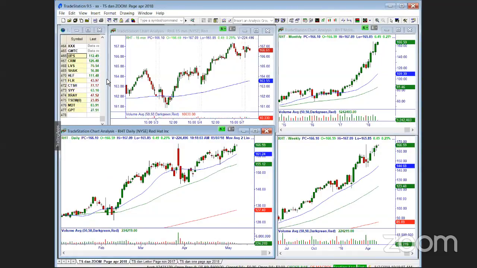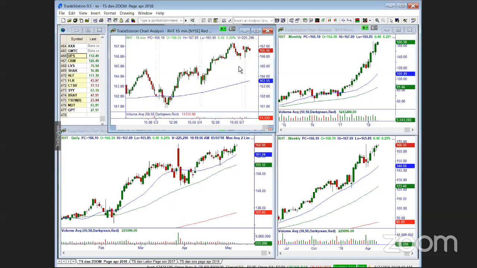Oh, actually, Red Hat, I didn't say over the high. I said over this bottoming tail. All right, and it's the same as Netflix. It gapped over in the tail. So that means Netflix hit. I mean, Red Hat. Well, they both did.